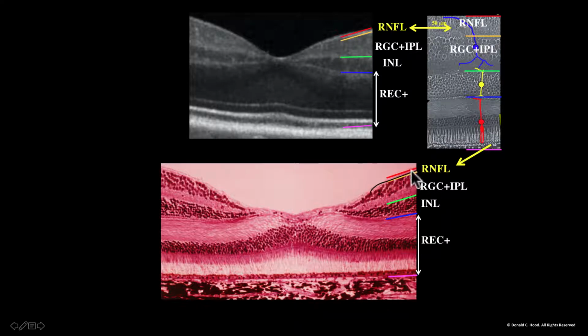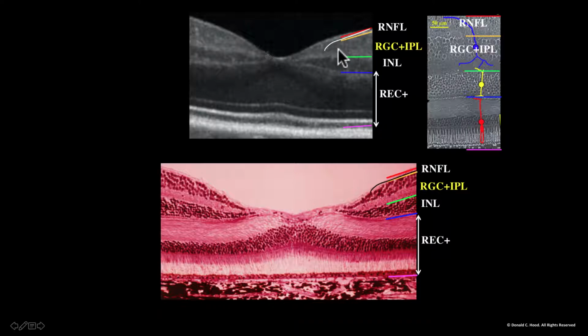Notice it's going to be very thin here because you have very few ganglion cells. It's going to get thicker and thicker as you recruit more and more axons from the increased density of ganglion cells. And that would be an example of an axon. All right, then the retinal ganglion cell plus inner plexiform layer, we're going to lump that together.